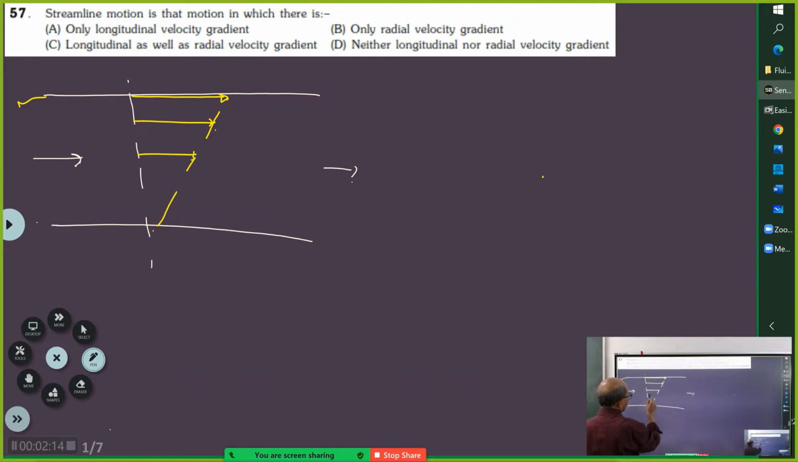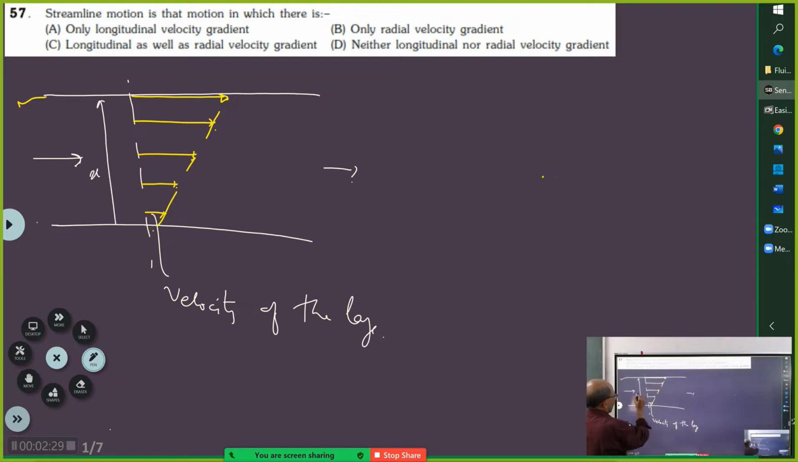What are these vectors? These are the vectors which are representing the velocity of the layers. Correct? And this is representing the x direction. So the velocity here is 0, and the velocity here is v1, v2, v3, v4, v5. And say this is position x1, x2, x3, x4, x5. Correct? You recollect this.